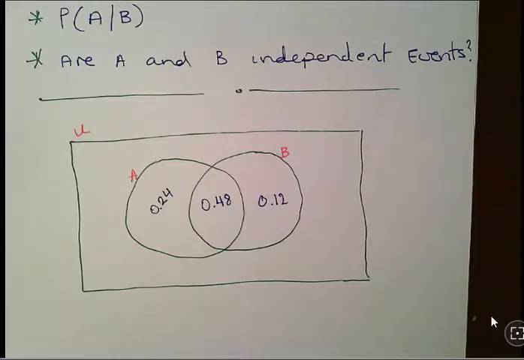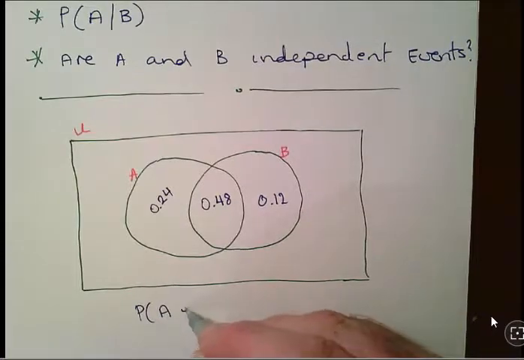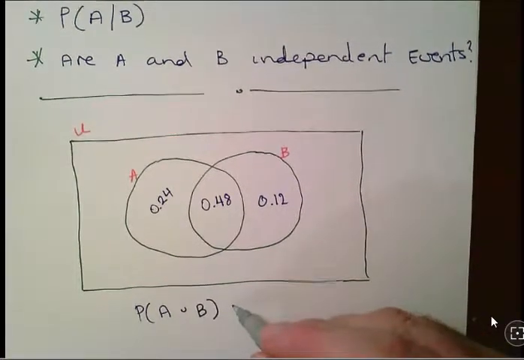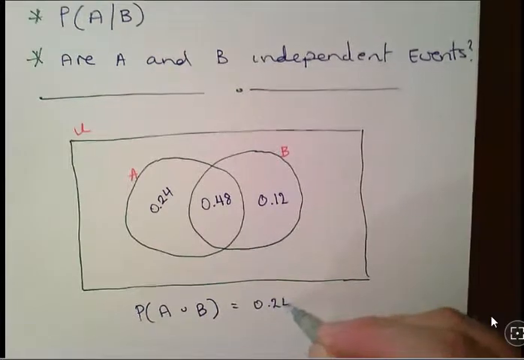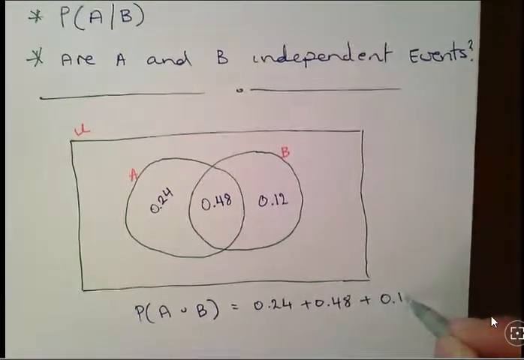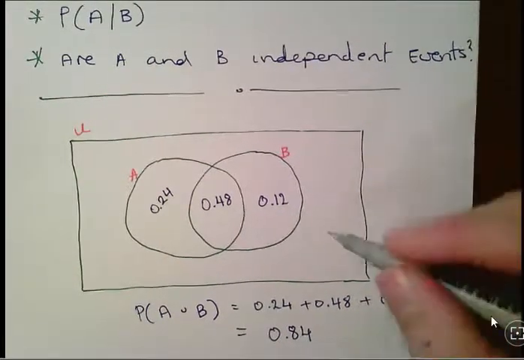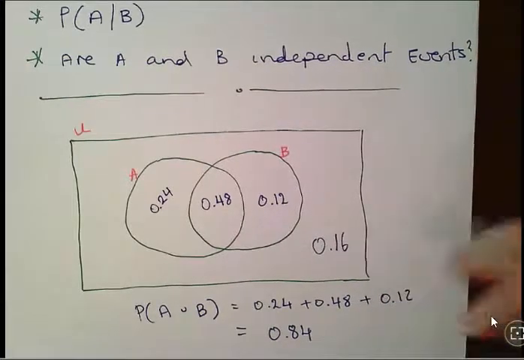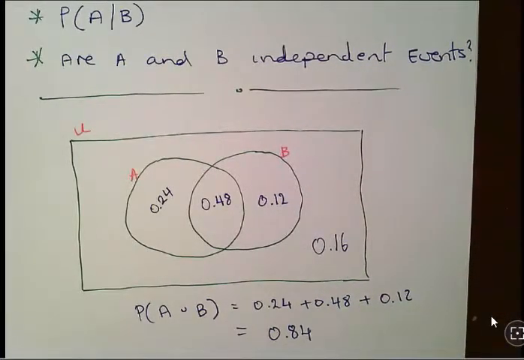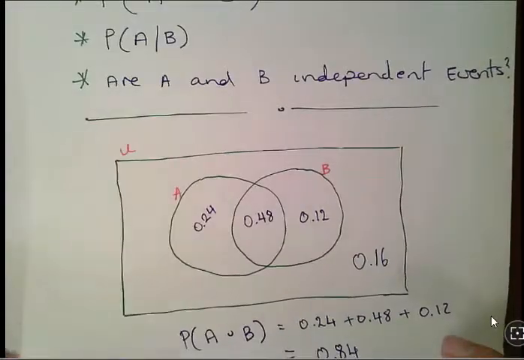Now, the probability of A union B, let's write it underneath, is the sum of all of those: 0.24 plus 0.48 plus 0.12, and that is 0.84. That means that the remainder, just as a remark, is 0.16, not A and not B. So that is the answer to our first question. I'm going to move on to the next one here.